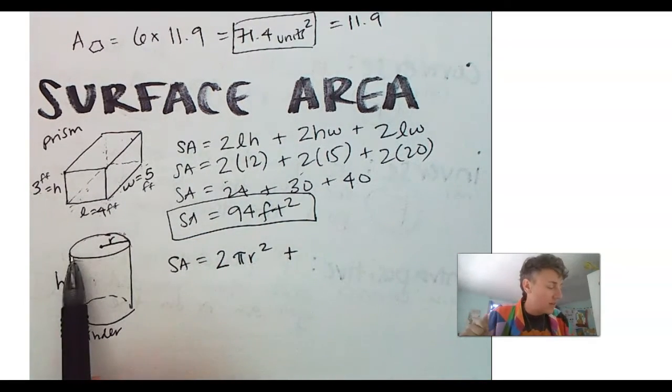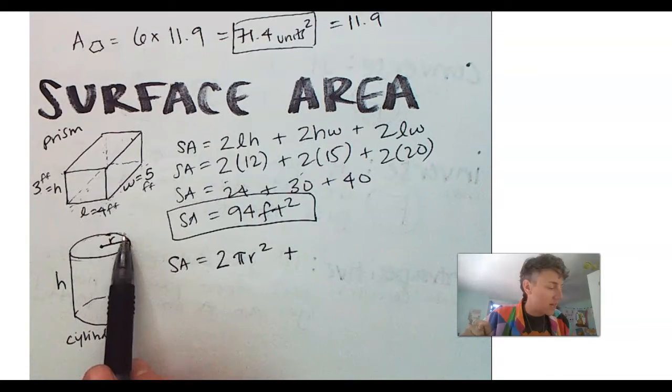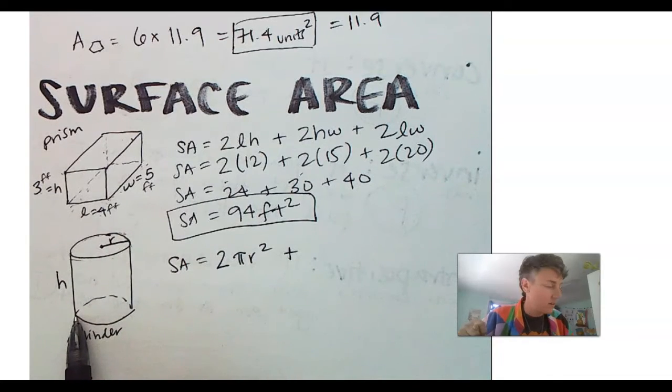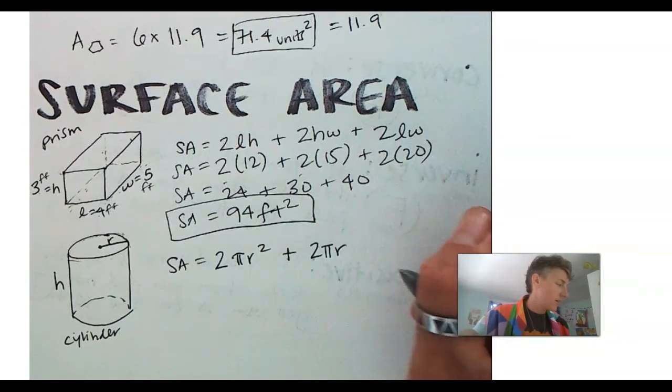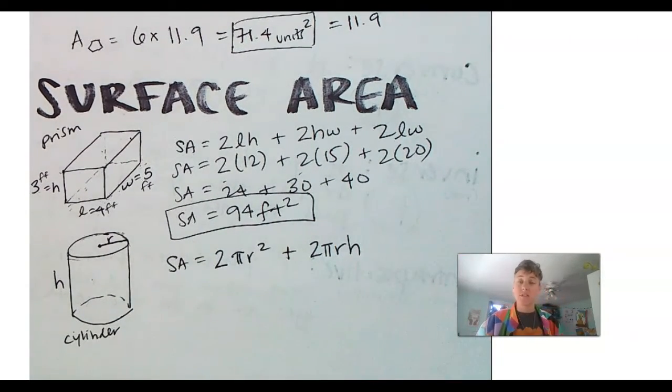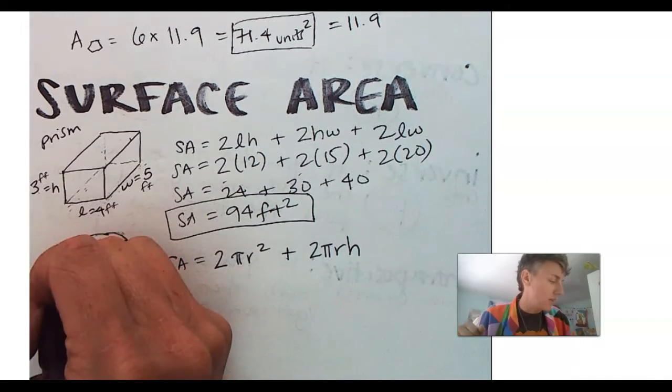That's going to be the circumference of this circle times the height. The circumference of a circle is 2 pi r times the height. So that'll be the surface area of our cylinder. Let's put some numbers in, make this make sense.